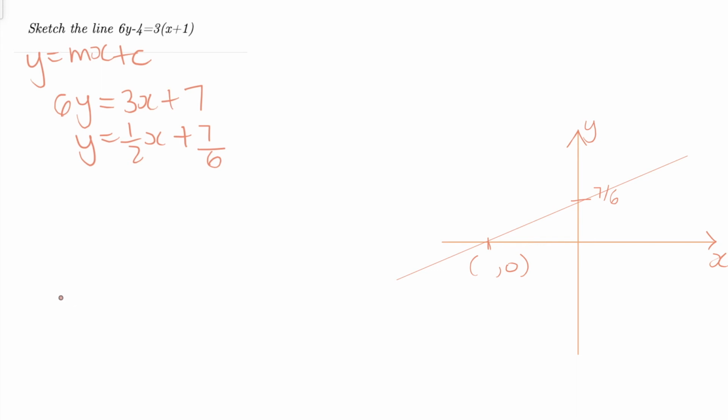And the way we can do this is simply plugging it into the equation. So you end up with 0 equals a half x plus 7 over 6. x equals minus 7 over 3. So that's the x value of that point, minus 7 over 3.